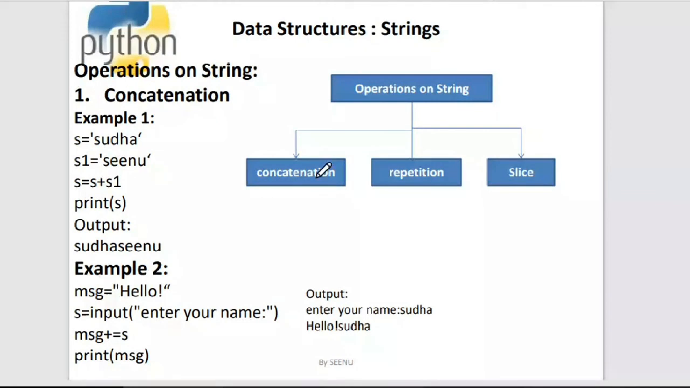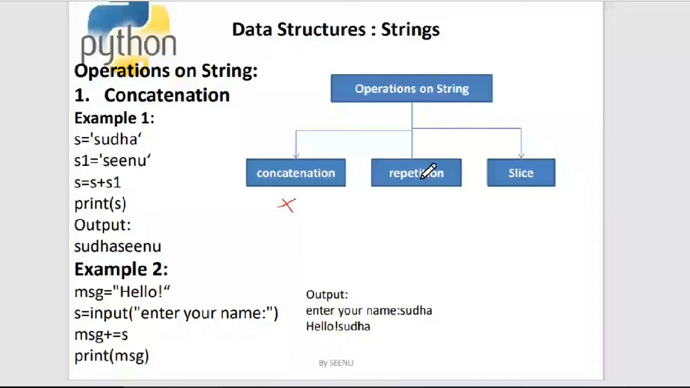So the first one is the concatenation operation. I won't be going deep into this concept because I have already discussed this topic many times in the first unit. The concatenation operator is nothing but a plus operator, and we have seen various examples regarding it. The next one is repetition, which is also called the multiplication operation, and then the slice operation, which is extracting a substring from a string.